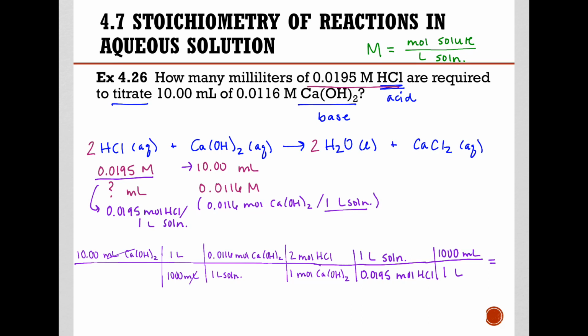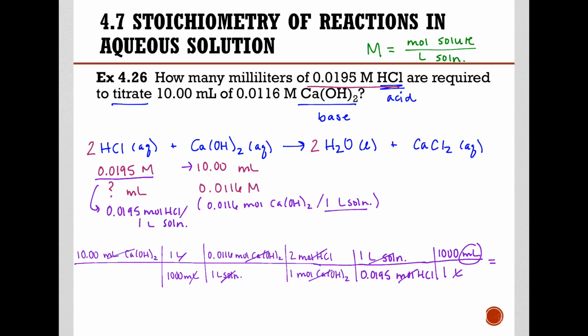So to finish it off there, we see liters cancel, moles of calcium hydroxide, moles of HCl, liters of solution, leaving us with milliliters. So when all said and done here, when you calculate your answer, we would use 3 significant figures because 3 in this number, 4 in this number, but 3 in this number. So even though we use these as conversion factors, our molarity will still limit our significant figures.